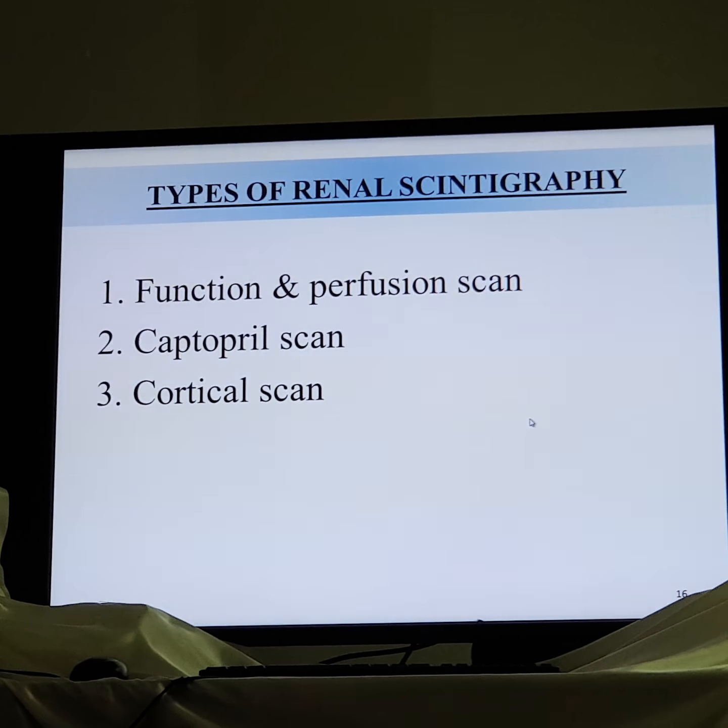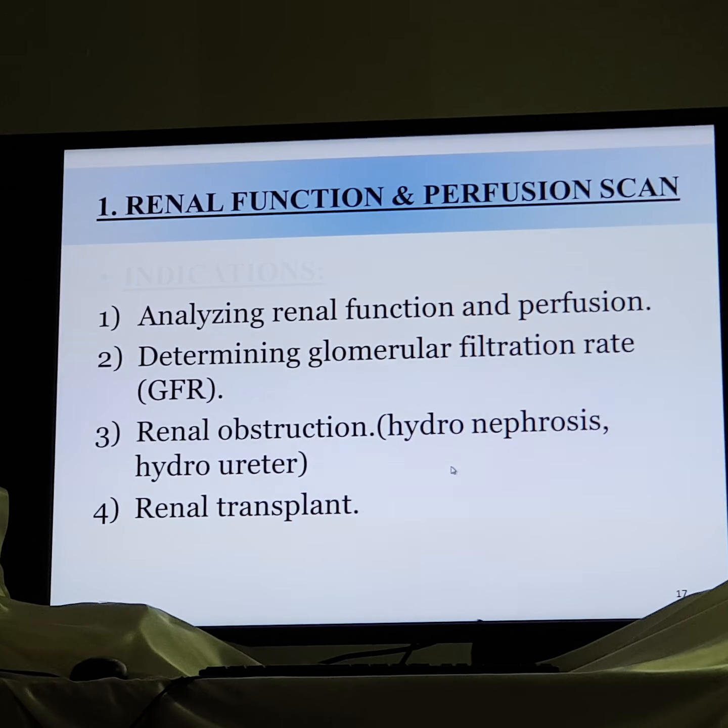We have 3 types of scanning, or reasons to scan the renal system: first of all, function and perfusion scan, captopril scan, and cortical scan. The indication is to analyze renal function and perfusion, determine the glomerular filtration rate, GFR, to evaluate renal obstruction, hydronephrosis or hydroureter, and even for renal transplant, to evaluate whether the transplanted kidney is working well or not.